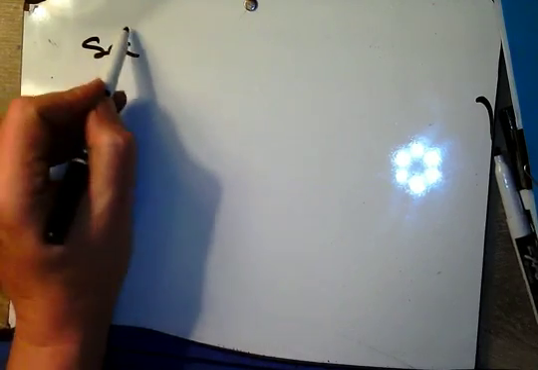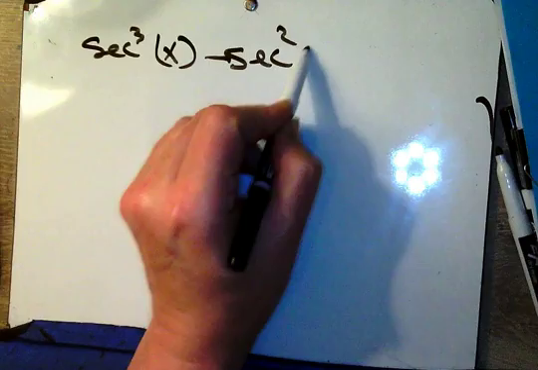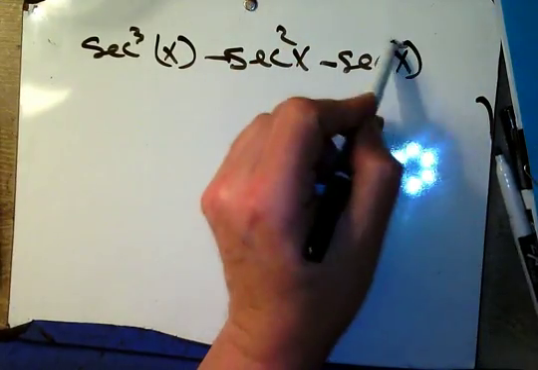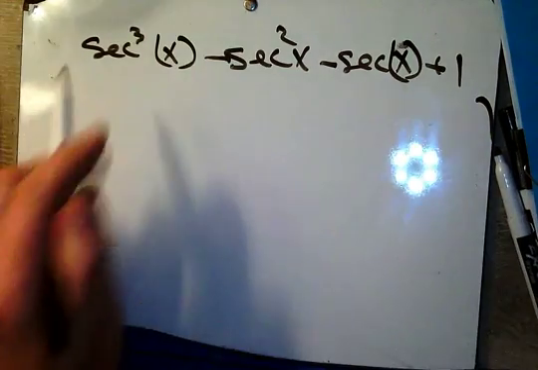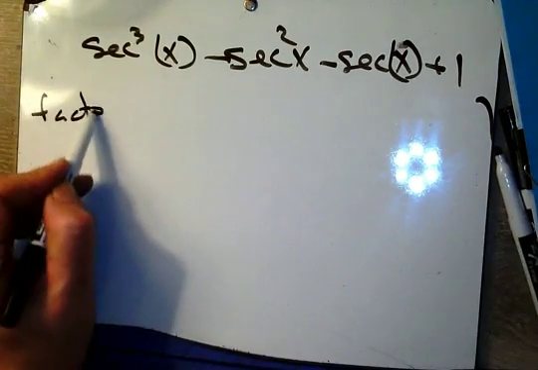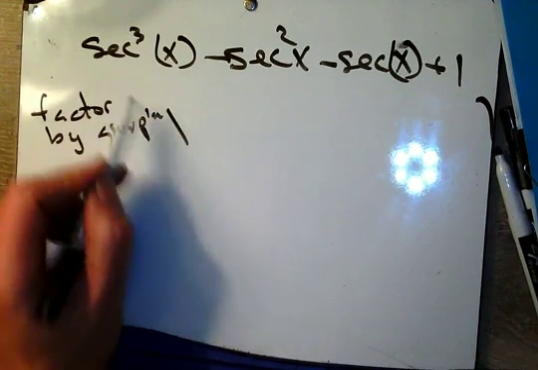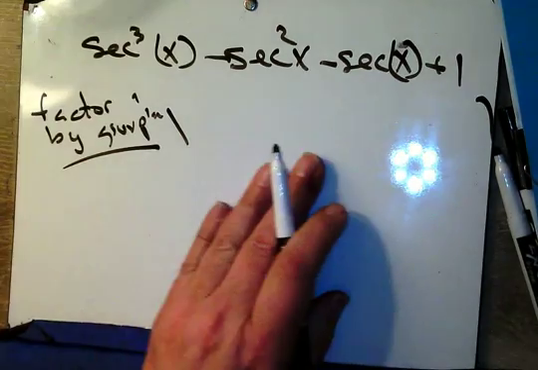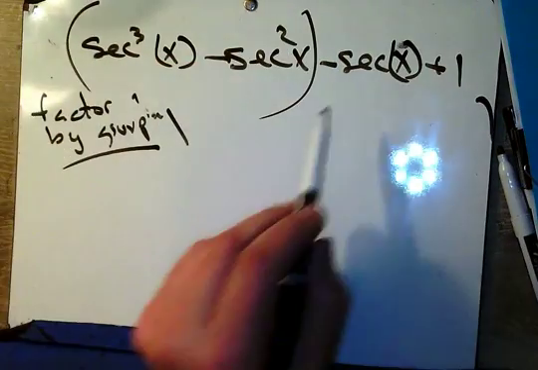Okay, how about these last two? Secant to the third minus secant squared minus secant plus 1. 4 terms. Guess what? I want to factor by grouping. Yep, all those nifty factoring techniques that we learned last semester or reviewed last semester, fair game here. Factor by grouping. See that?